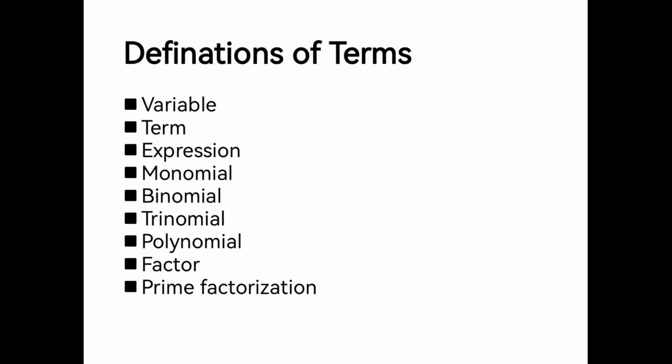Factors. A factor is a number or an expression that divides another number or expression, leaving no remainder. Prime factorization is the process where we write a number as a product of its prime factors. Now, this is going to be important in our discussion.